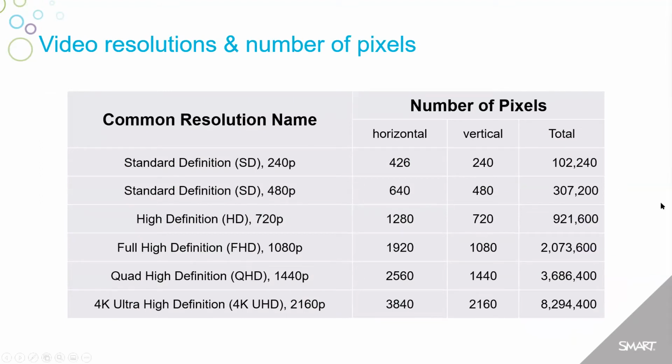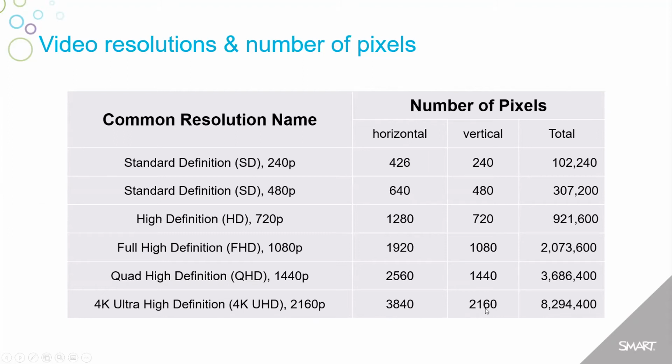So as an example, here's a list of common resolutions from standard definition all the way through to 4K ultra high definition. The common name, if you're thinking about television naming, is 240p, 720p, 1440p, etc. And what that usually refers to is the number of vertical pixels in the display. A standard definition 480p signal, for example, was a 640 by 480 resolution image.